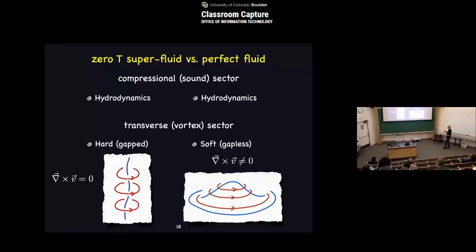Okay? So usually we say a superfluid is a fluid with zero viscosity, but we are already in the limit of zero viscosity when we talk about a perfect fluid. So is there any difference between a superfluid and a perfect fluid? There's an important difference. From the viewpoint of the compressional modes, the sound waves sector, both systems obey the same hydrodynamical equations. They are exactly the same. But they have very different transverse modes. They have very different vortex sectors.